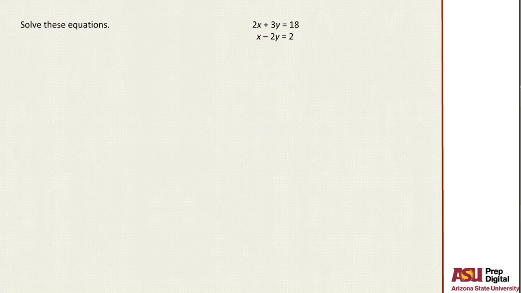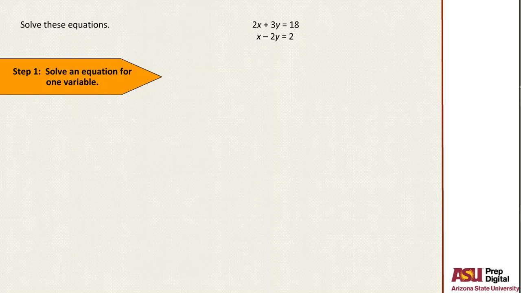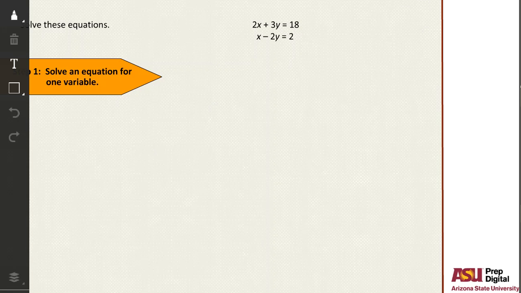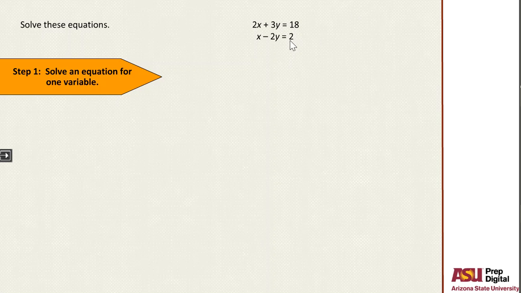Here is a second example on solving a system of equations using the substitution method. Remember, our step one is to solve an equation for one variable. This can be done to either equation, but I generally look for one that would be easier. Out of all of these variables, this x right here does not have a coefficient, meaning that would be the easiest one to solve with because I would just have to move this negative 2y. I wouldn't have to divide by 2 or 3 like on the other.